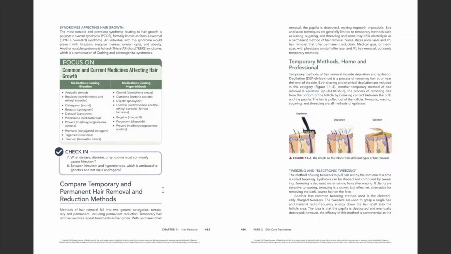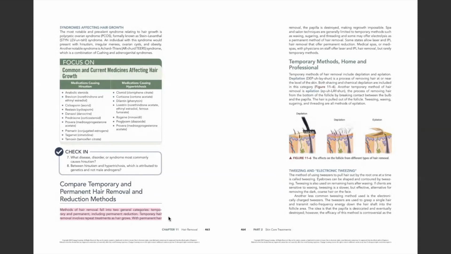So our contraindications are covered pretty early. Then temporary hair removal methods and hair reduction methods. So the difference between the methods: there's two categories, temporary and permanent. Temporary hair removal involves repeat treatment as hair grows, so waxing, and the hair comes back. And then permanent hair removal is where the dermal papilla is completely destroyed, making regrowth impossible.